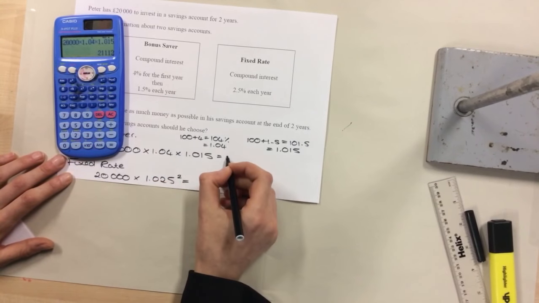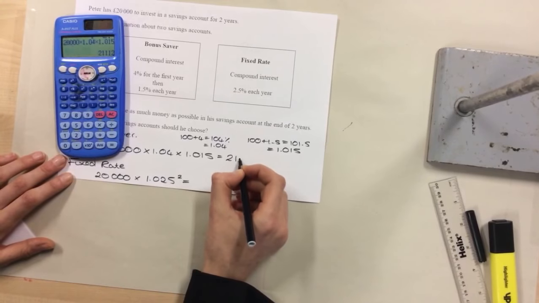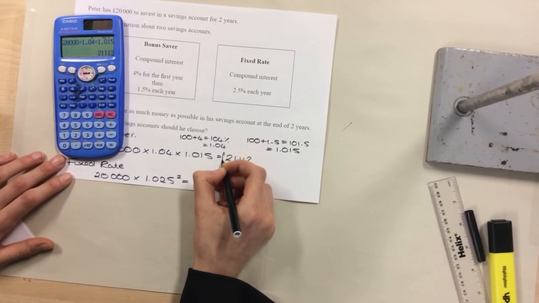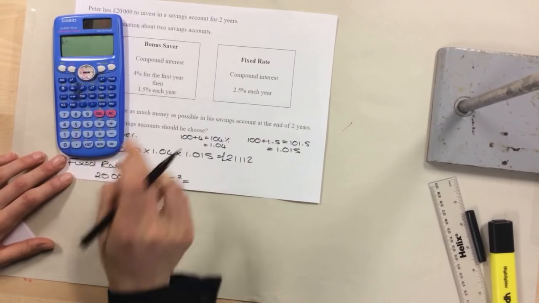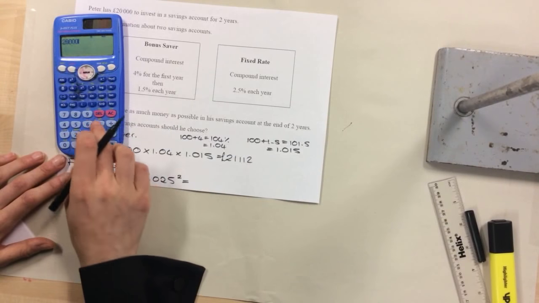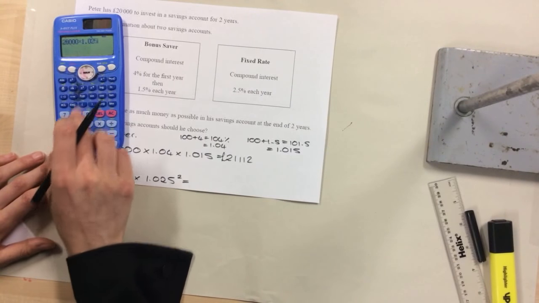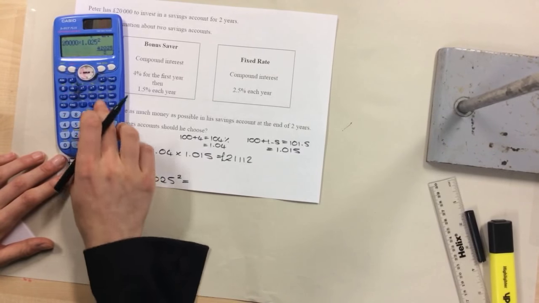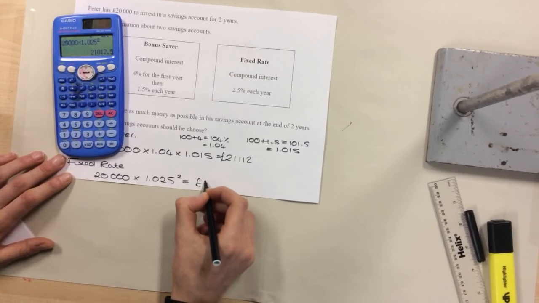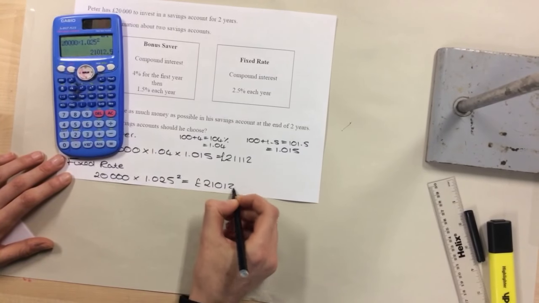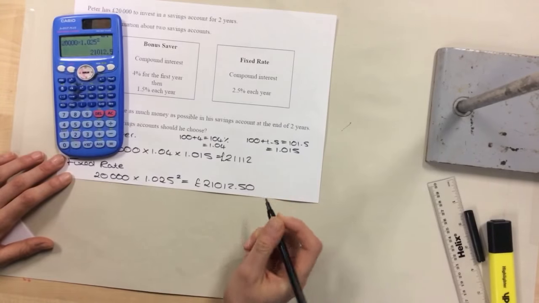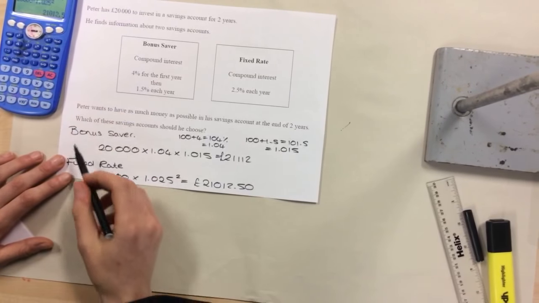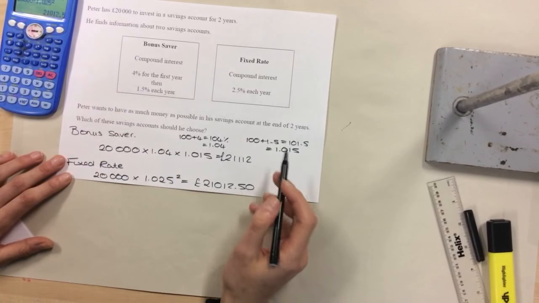Okay, and so that there gives me £21,112. Make sure you put a pound sign on. And here, 20,000 multiplied by 1.025 squared. That gives £21,012.50. Okay. Now the question does say which of these savings accounts should he choose.